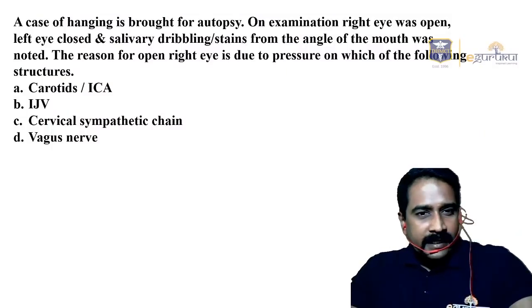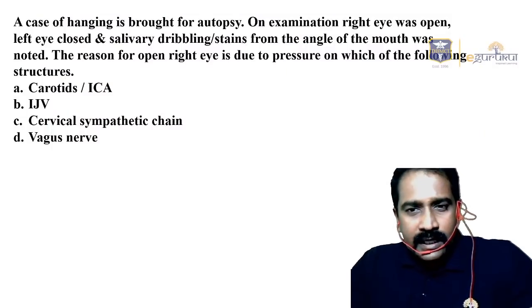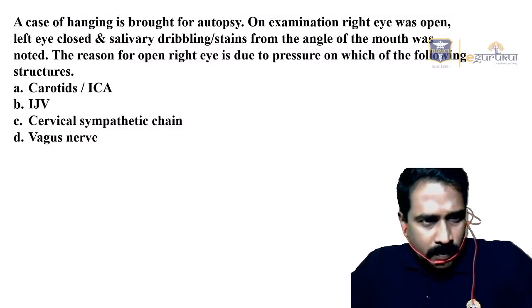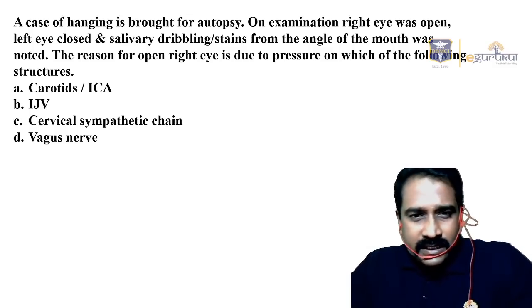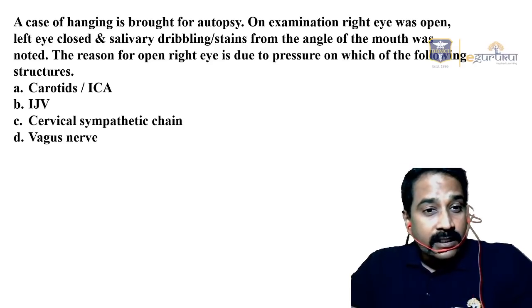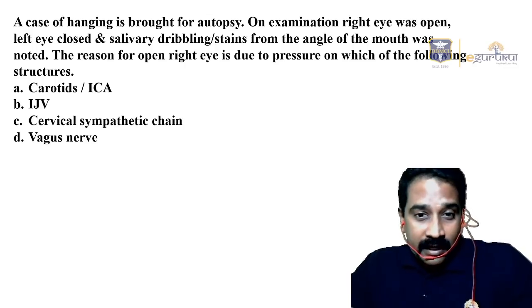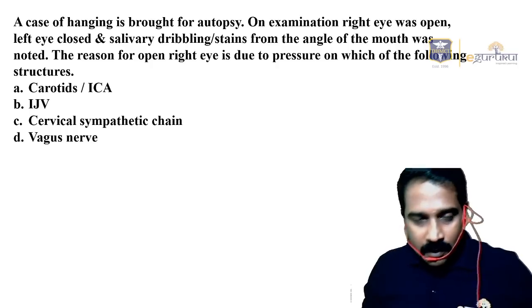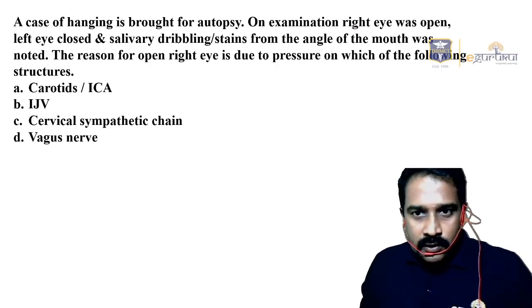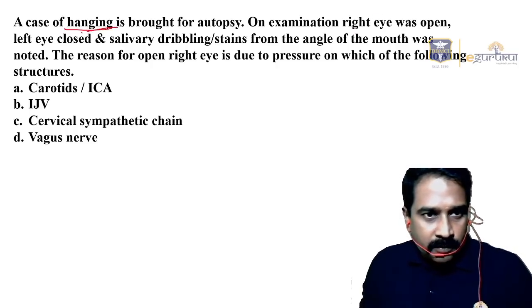A case of hanging is brought for autopsy. On examination, the right eye was open, the left eye was closed, and there were salivary stains from the angle of the mouth. The reason for the open right eye is due to pressure on which of the following structures? Note down here, let's split the question. So it was a case of hanging, first point.